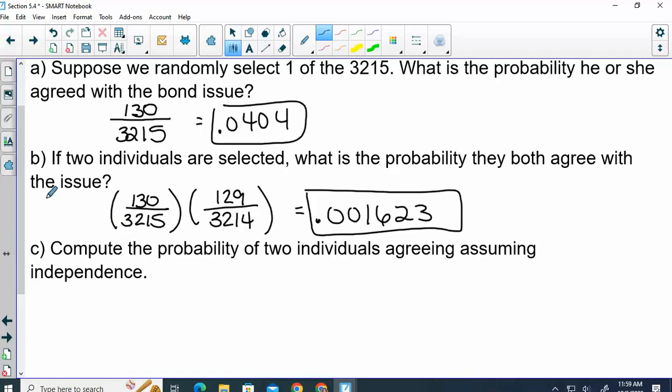Compute the probability of two individuals agreeing, assuming independence. Okay. What we just did was assuming they were not independent. But this one saying independence, that's like saying, okay, I sent a random survey out and one person said they agreed, and then I'm going to send another random survey out. Is it possible that the same person could have answered both surveys? Yes. So if I'm assuming independence, that's assuming that even if the first person agreed, that didn't change the probability of the second one. So what would I do in this case?